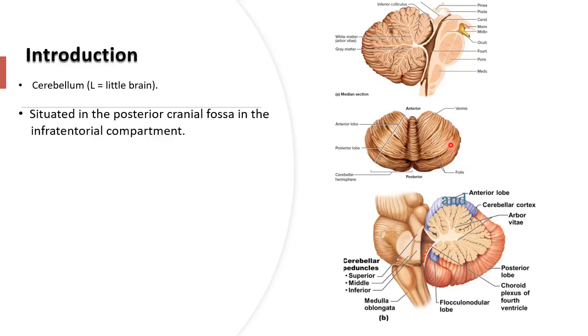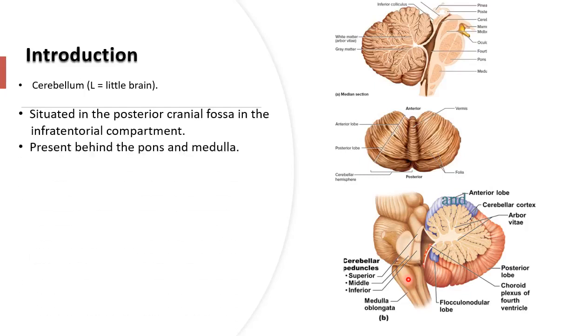It is a derivative of the hindbrain vesicle, that is the rhombencephalon. So structures which develop from the hindbrain are the pons, medulla, and the cerebellum. The rhombencephalon can again be divided into metencephalon and myelencephalon. The metencephalon is your pons and cerebellum, and the myelencephalon is your medulla oblongata.